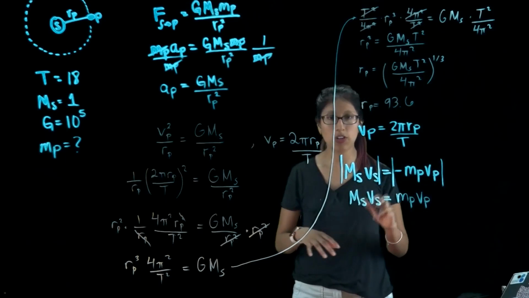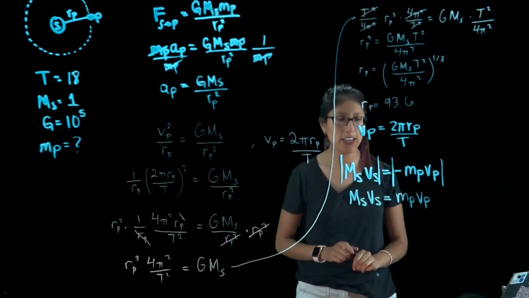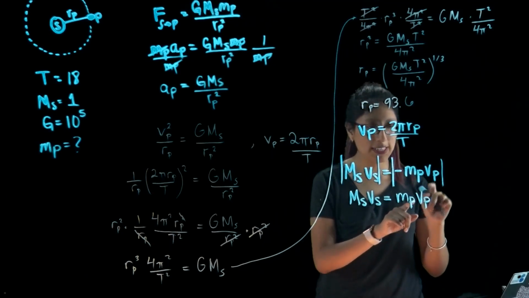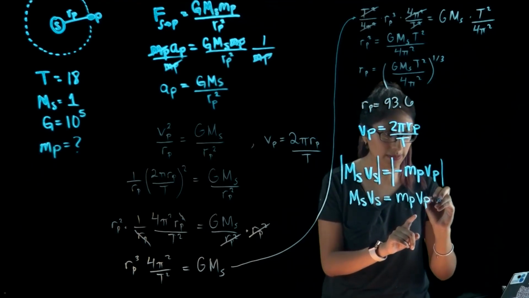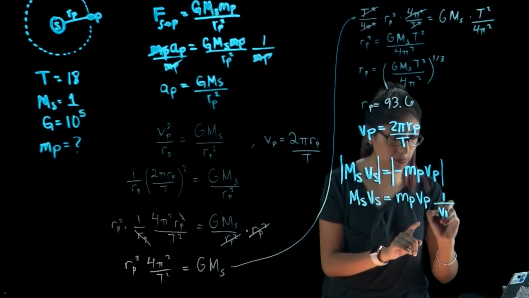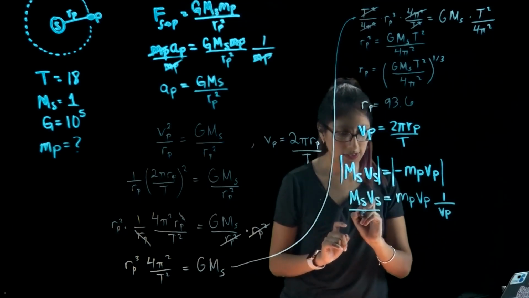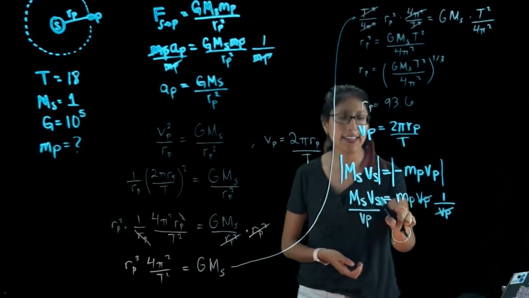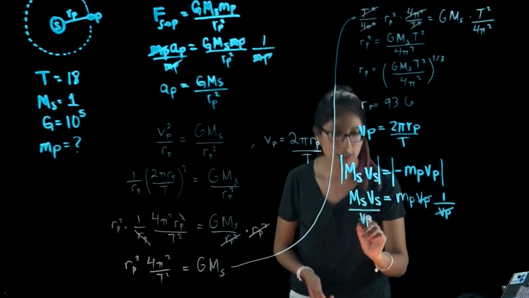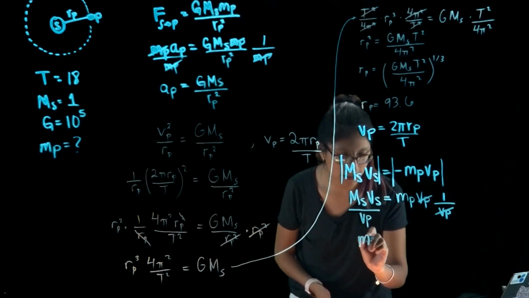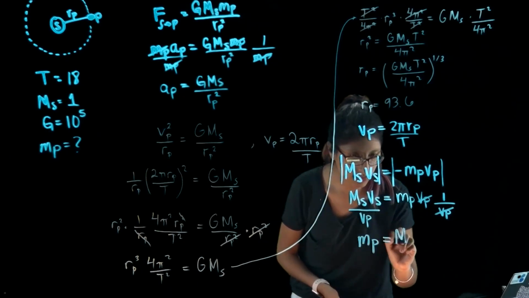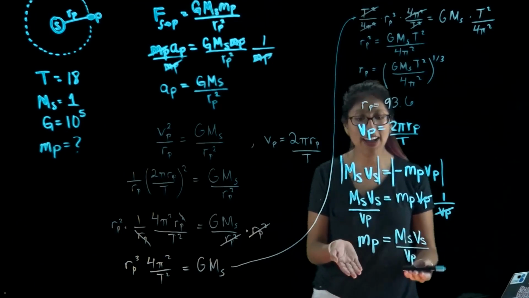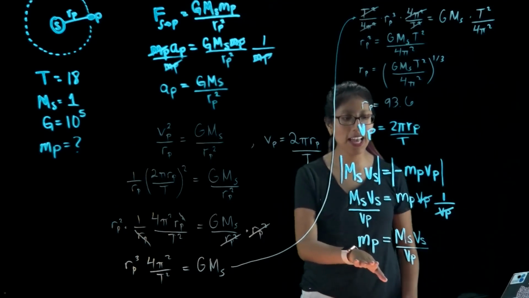Now, like I said, our goal was to figure out what the mass of the planet is. What we need to do is solve for the mass of the planet. We can do that by dividing the right side by the velocity of the planet, and we also divide the left side by the velocity of the planet. This will cancel out the velocity of the planet on the right side and leave us with the mass of the planet. So mass of the planet equals mass of the sun times velocity of the sun divided by velocity of the planet. So now we have an equation for the mass of the planet.